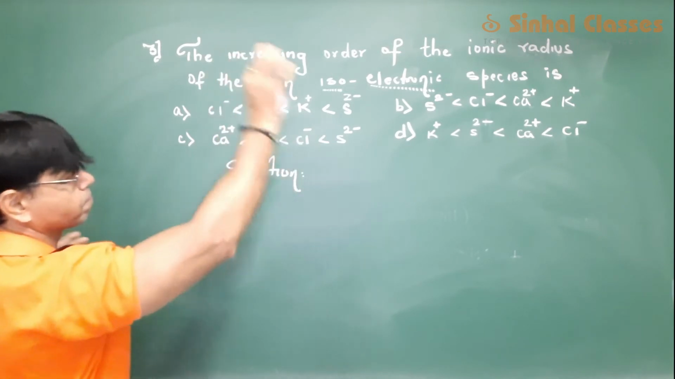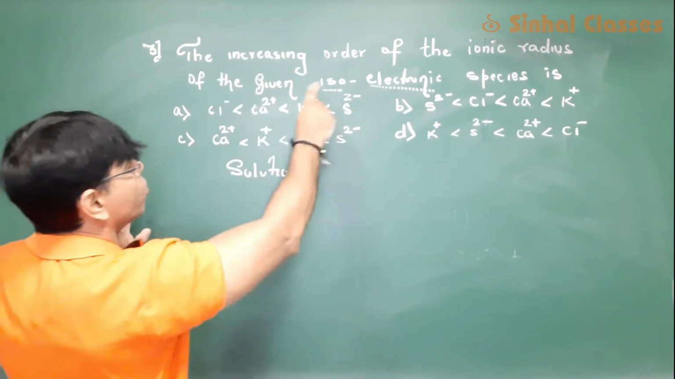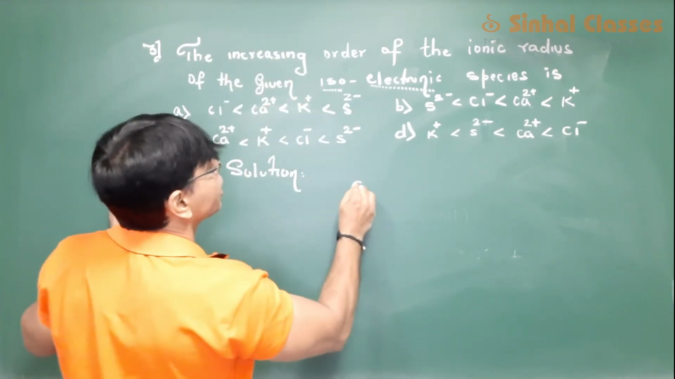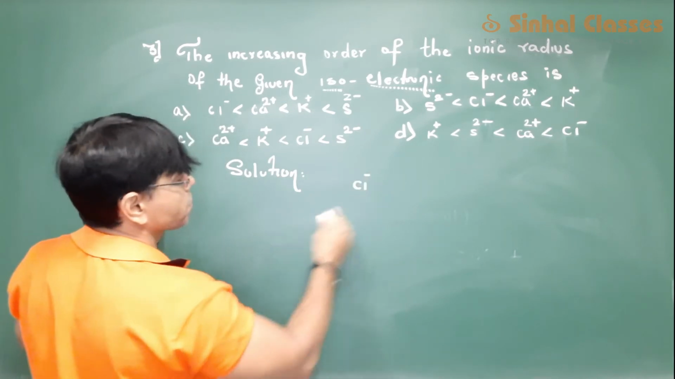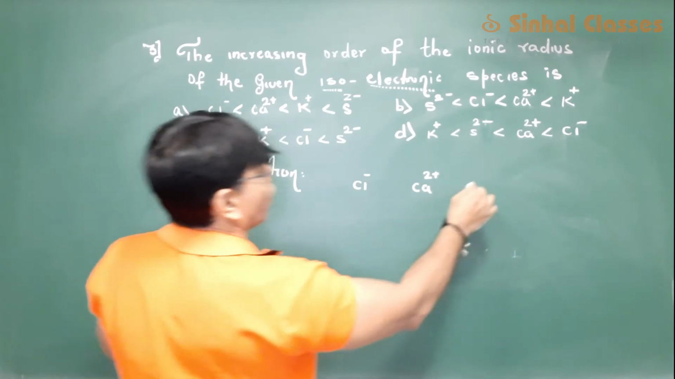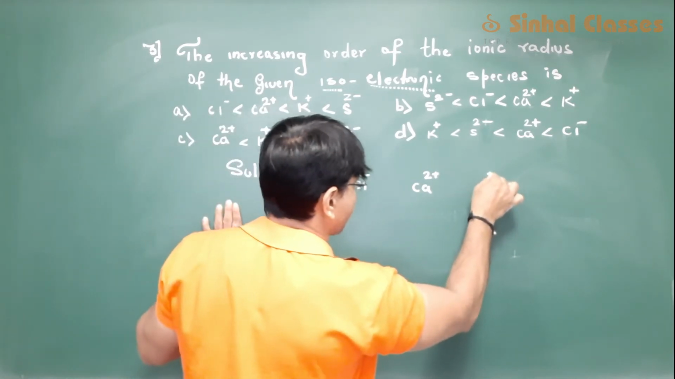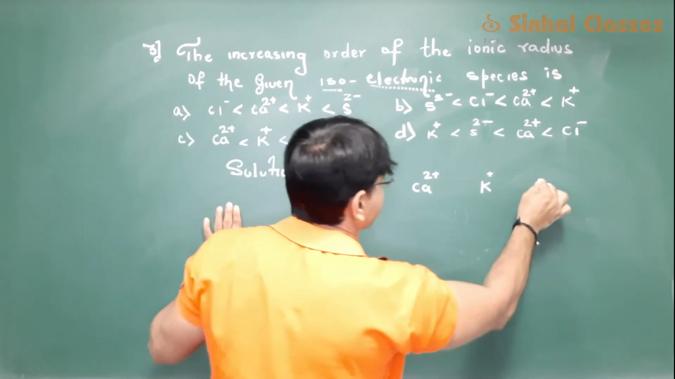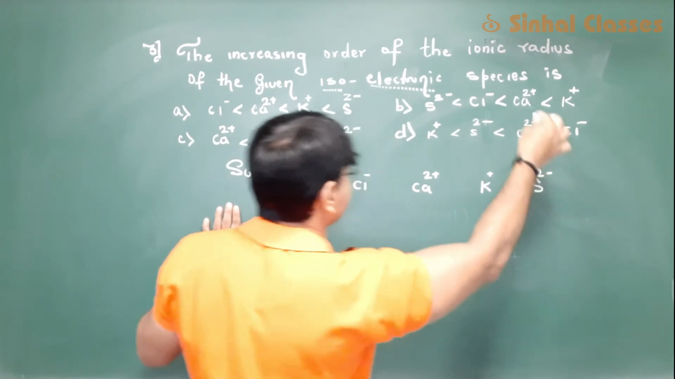Solution for this. First and foremost, we are given chloride ion, we are given calcium ion, we have been given potassium ion, and we have been given sulfide ion.